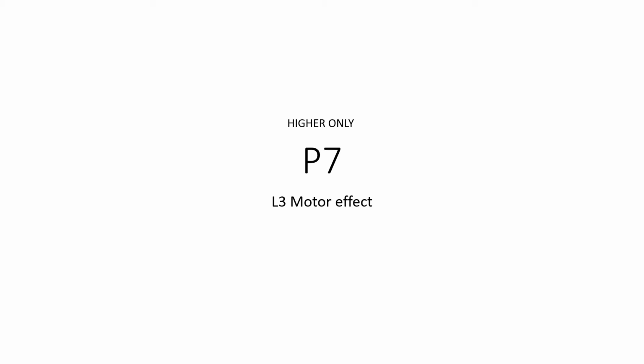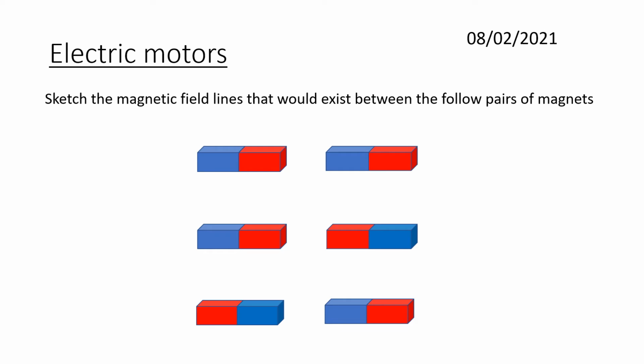This is the GCSE physics presentation looking at the motor effect. To get started, you've got three different arrangements of magnets. Treat them in sets of twos, and all you have to do is sketch what the magnetic field lines would look like between those pairs of magnets. Pause the presentation now, and when you're ready, you can restart and have a look at your answers.